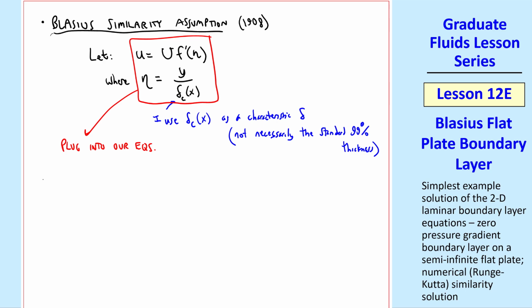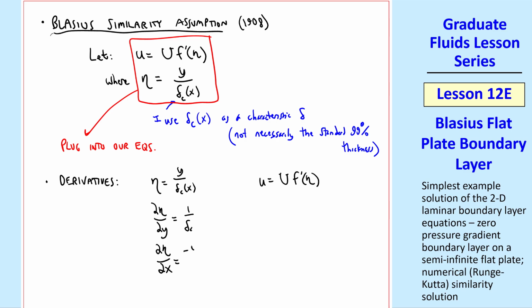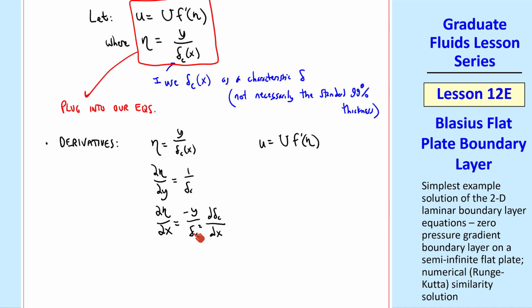Now let's plug these similarity variables into our equations. We'll need a lot of derivatives, and we'll have to use the chain rule. So let's write those out here. Since eta is y over delta c of x, and u equals capital U f prime of eta, we can take derivatives. Del eta del y is just 1 over delta c, and I'm not going to keep including the parentheses x here for convenience. Del eta del x is minus y over delta c squared, since delta c is a function of x, and then we have to include d delta c dx. But since y over delta c is eta, we can rewrite this as negative eta over delta c d delta c dx.